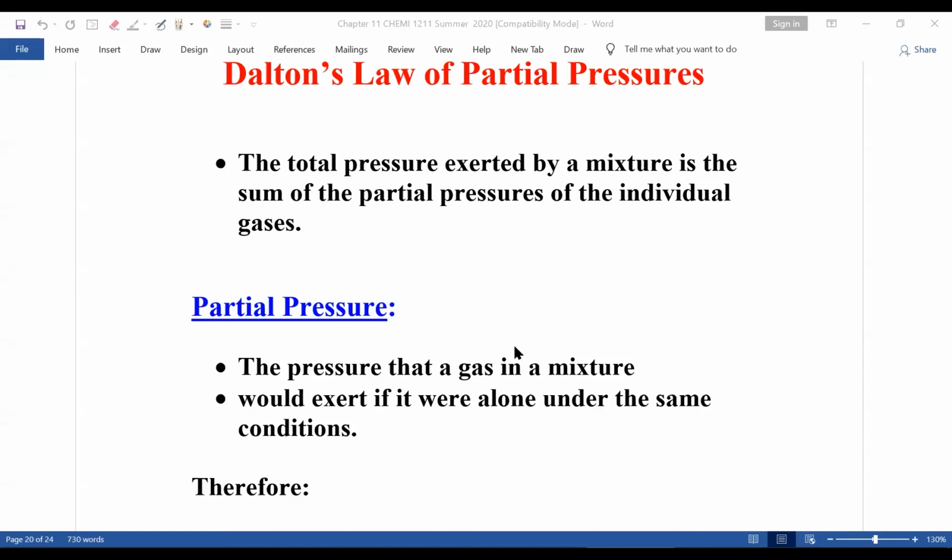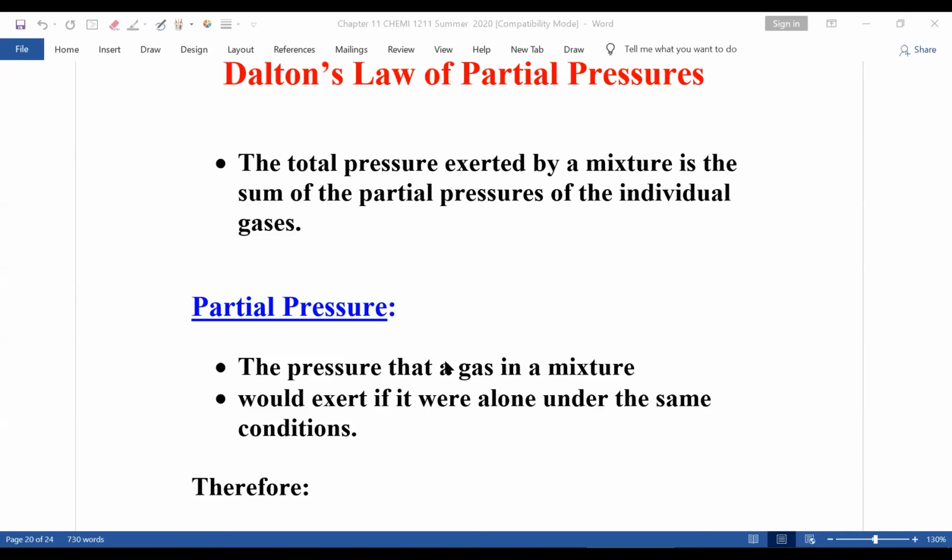And Dalton's law, which I'll never ask you in words what it is, but I'll ask you to know how to use it. The total pressure exerted by a mixture is the sum of the partial pressures of the individual gases. What's a partial pressure? Well, the partial pressure is the pressure that a gas in a mixture would exert if it were alone under the same conditions. So if you had two gases in a mixture and each one you could isolate alone and measure the pressure that it's doing in that mixture, that would be the partial pressure.